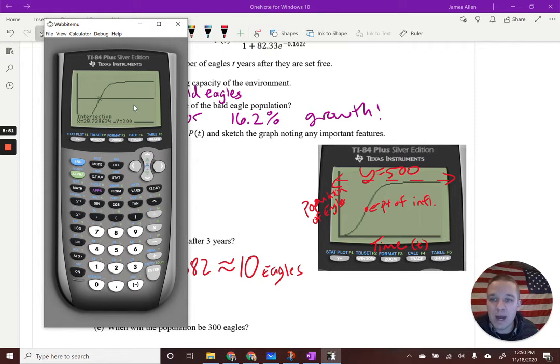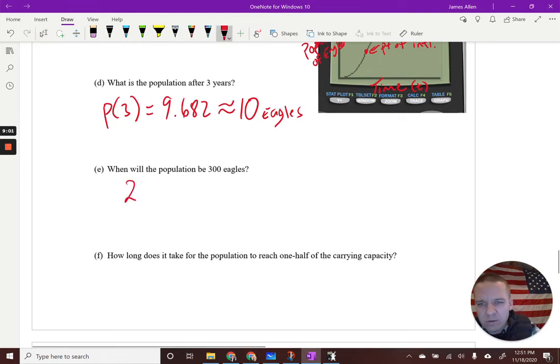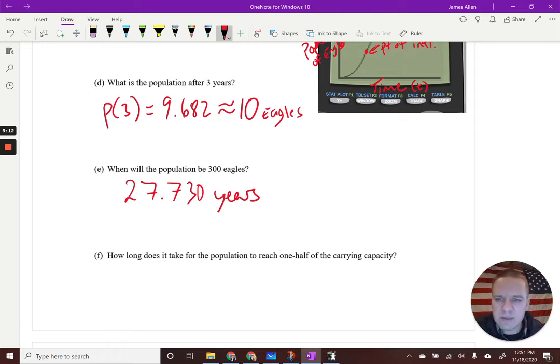29.7296, so we're talking about 30 years almost, so I'll put the decimal in there, 29.729, and that rounds up to 29.730 years. Lovely. I'll throw a 0 there, showing that we rounded it to 3 decimal places. 30 years almost.